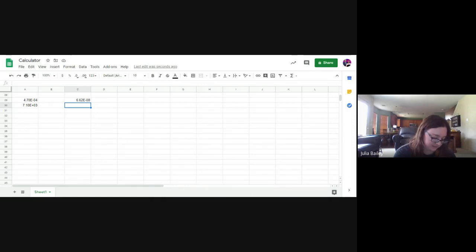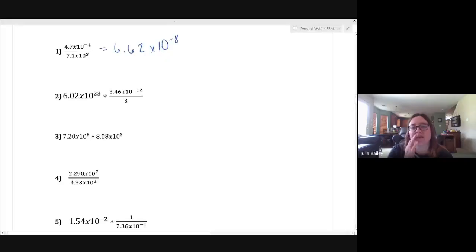Now, I will point out that there are some problems on here where it may not actually automatically give you scientific notation back when you first put it into your calculator, but the directions say that all of your answers need to be in scientific notation. So if your calculator gives you back a number that's not in scientific notation, you need to move the decimal yourself and put it in scientific notation yourself. So like if it gives you 1234, I need you to put that into scientific notation by moving that decimal point.